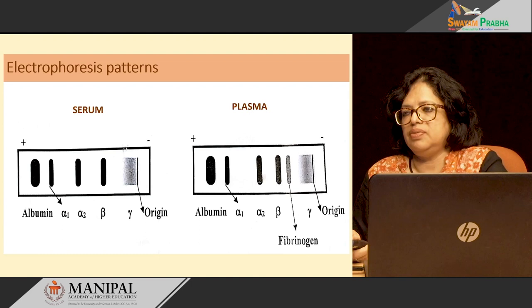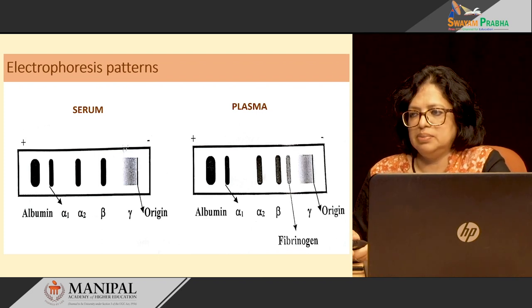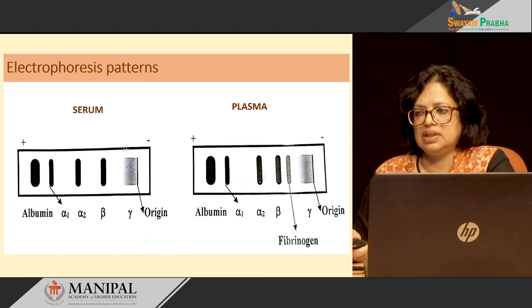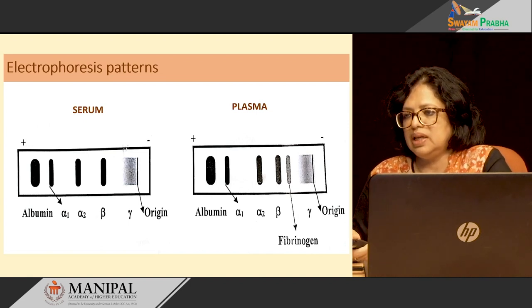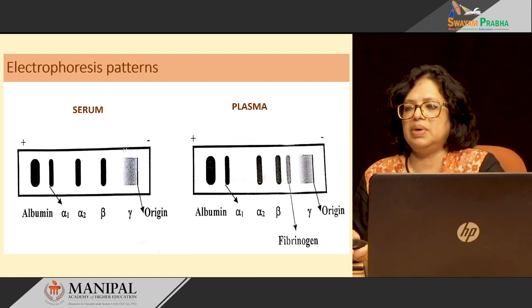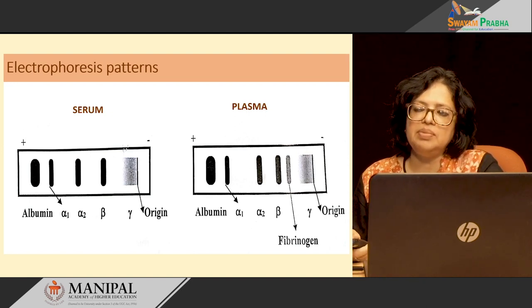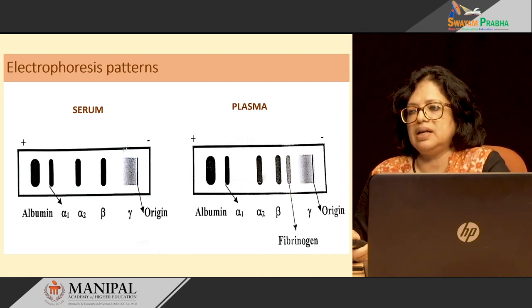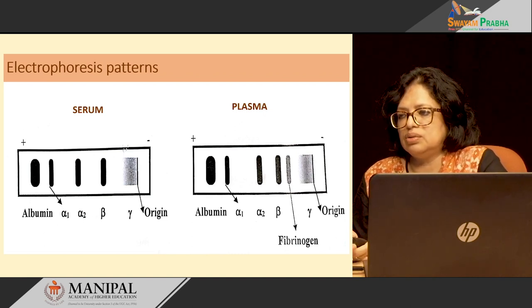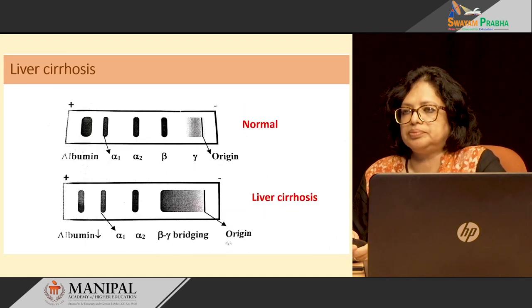In the plasma, if you compare it with the serum, you find one more band, the fibrinogen band. Fibrinogen is a protein which is involved in blood clotting. During clotting, fibrinogen converts to fibrin and helps in the formation of the fibrin mesh. So, this protein is seen between the beta and the gamma region as an additional band, because plasma is collected by inhibition of clotting. Earlier we learnt that we have to add an anticoagulant if we want to collect plasma from blood. So, here you can see that there are 6 bands in the case of plasma.